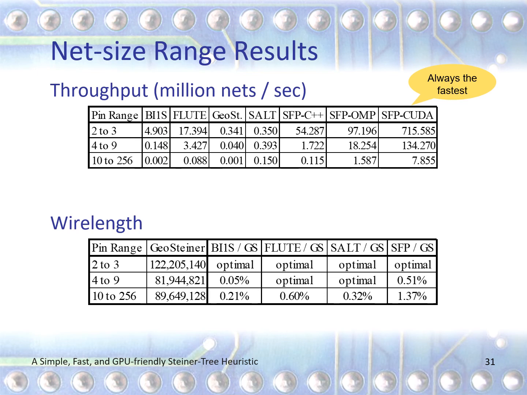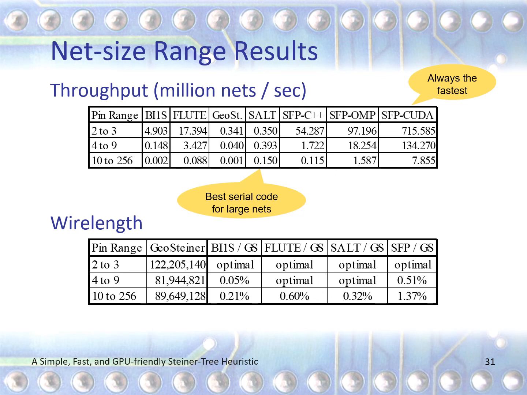For the medium range, Flute outperforms serial SFP. This is likely due to the lookup table being very fast. Both parallel versions of SFP still outperform serial Flute. On the large nets, where Flute no longer has a pre-computed solution, Flute falls behind SFP and SALT. SALT is particularly notable here because it outperforms serial SFP and Flute on these nets.